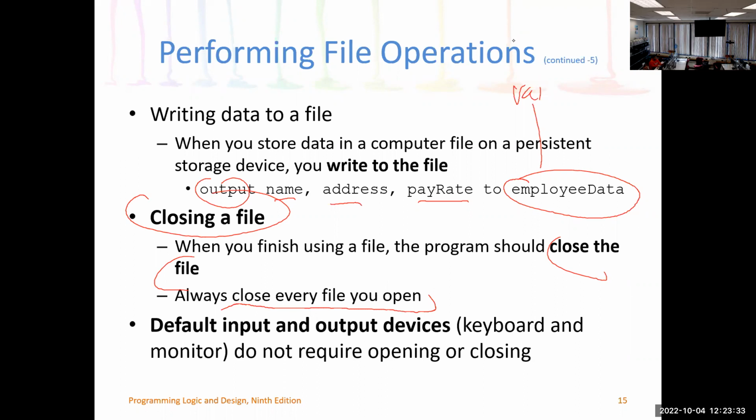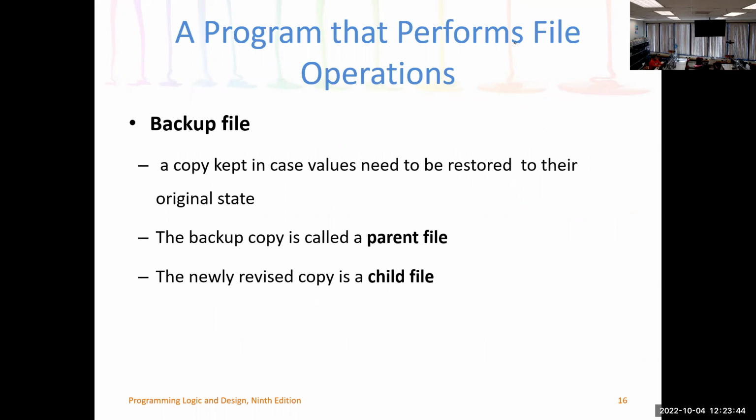Okay. Now, everything is about the process now. Here's some applications when you program that perform file operations. The first thing is the backup file. The backup file here, right? That is a copy kept in case the value needs to be restored to the original state, right? The backup copy is called the parent file, and the newly revised copy is a child file here.